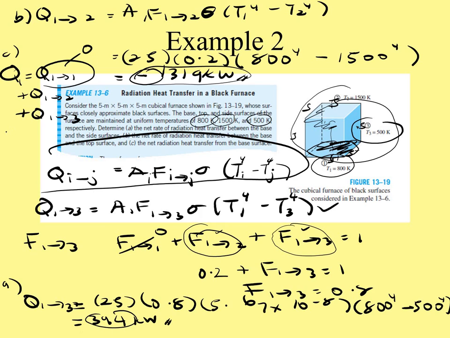The final answer you will get is negative 925 kilowatts. The negative sign here indicates that the net radiation heat transfer is to surface 1. It's not from surface 1, it's to surface 1. That's why you get negative.